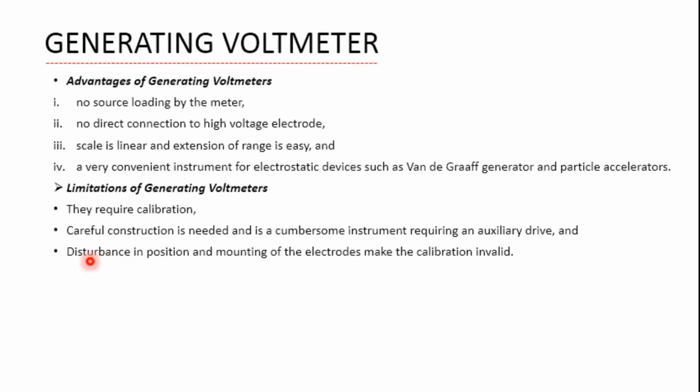Then, disturbance in the position and mounting of the electrodes makes the calibration difficult. If there is a small change in the position of the electrode or the vanes, the output will change. So these are the advantages and the limitations of the generating voltmeter. So we have discussed the series micrometer method, then potential dividers, then the generating voltmeters.